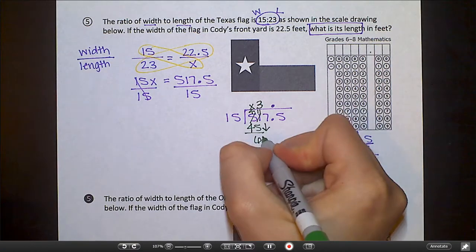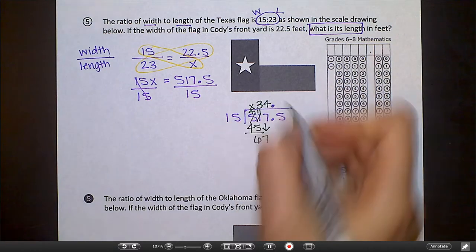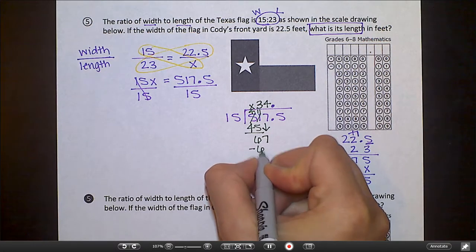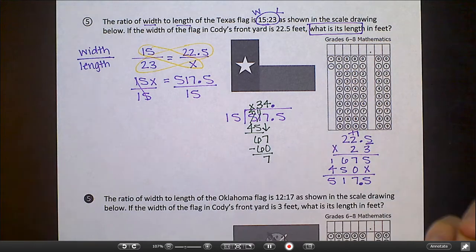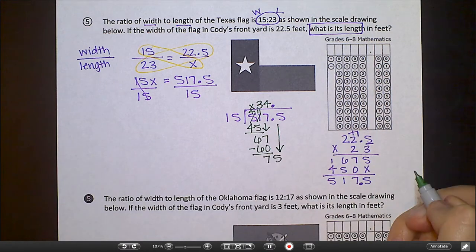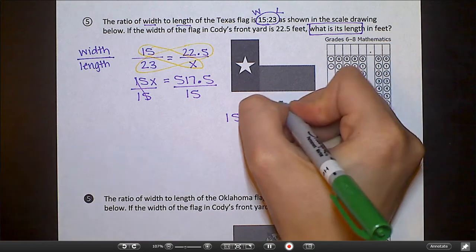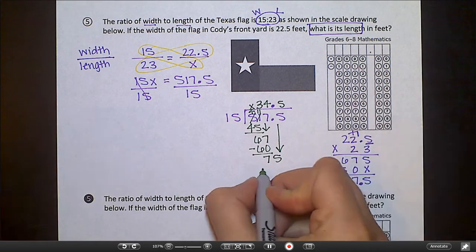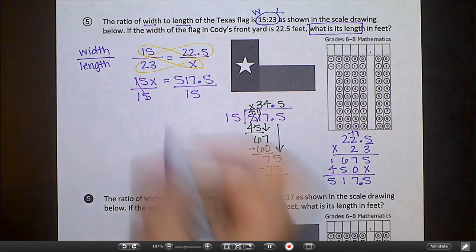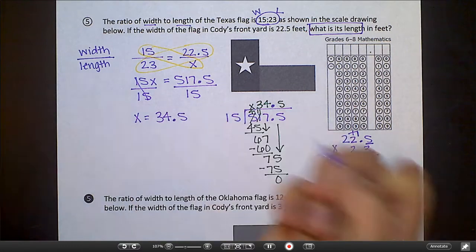Let's bring down our 7. 15 goes into 67 4 times. I know 4 times 15. Well, 2 times 15 is 30, so 4 times 15 is 60. And I get 7. And then I bring down my 5. 15 goes into 75. Well, 60 plus 15 is 75, so that means it would go 5 times instead of 4. And that's 75. So we are done. So over here, we get X equals 34 and 5/10 feet.